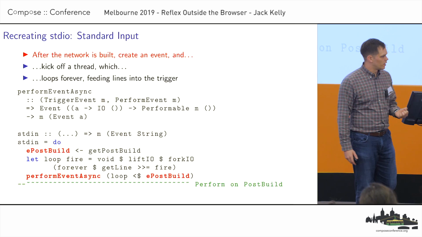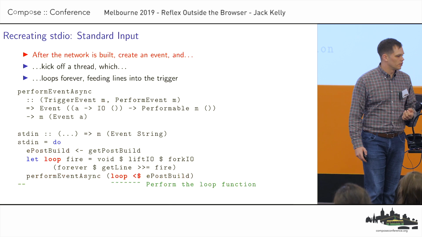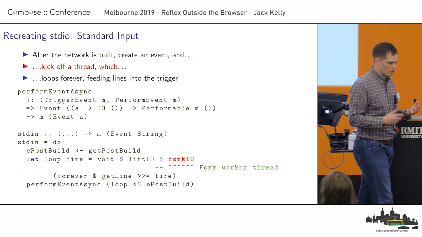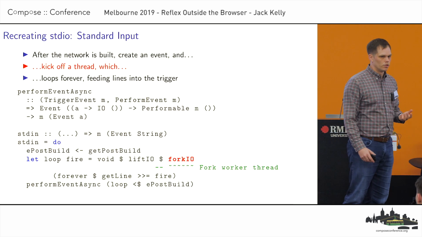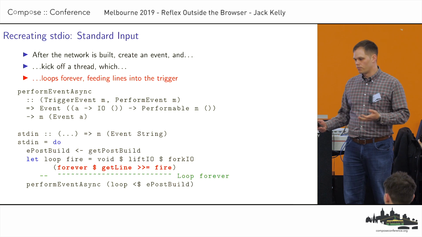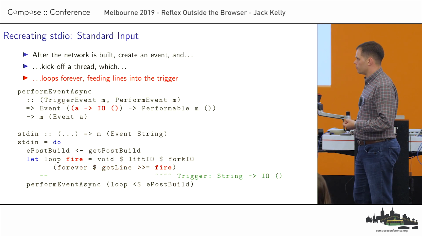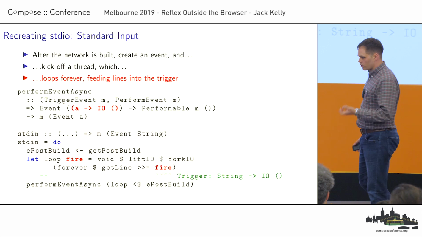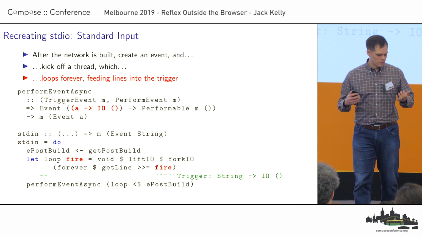Post build is an event of unit, so we will replace that with our looping function. Then, to not block the entire program, we will fork off a worker thread, and then we will loop forever, reading lines from the input and firing them off into the reflex trigger so that the event that we return from this function will actually send data out.